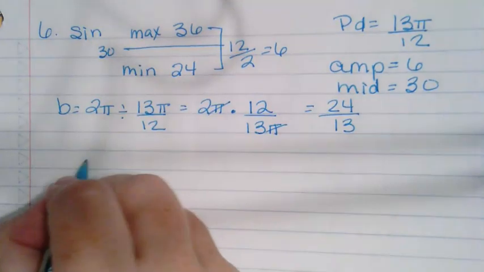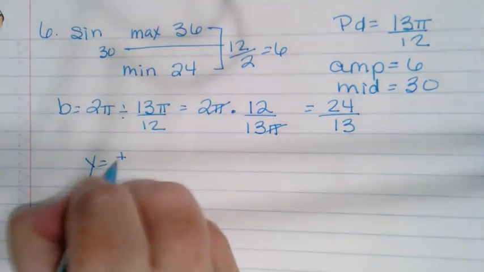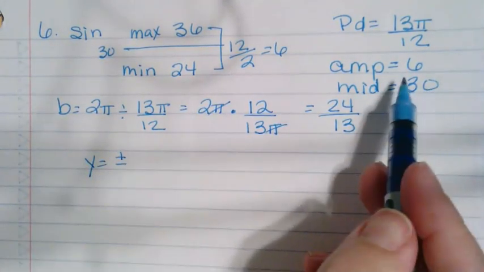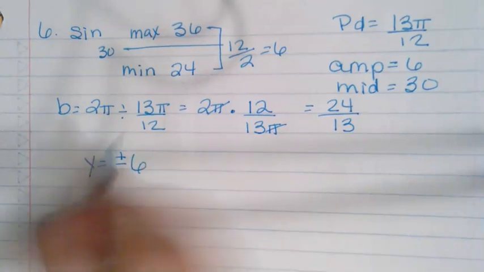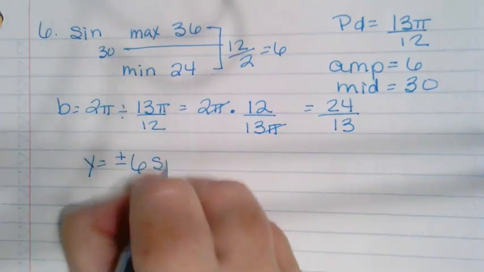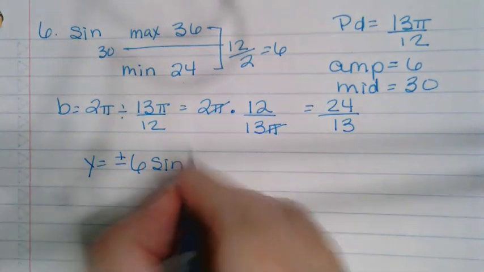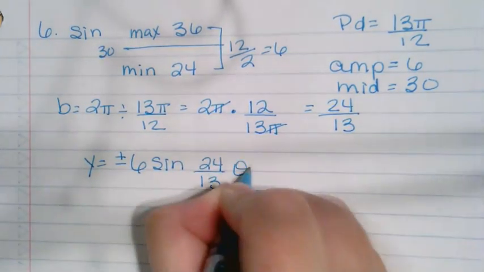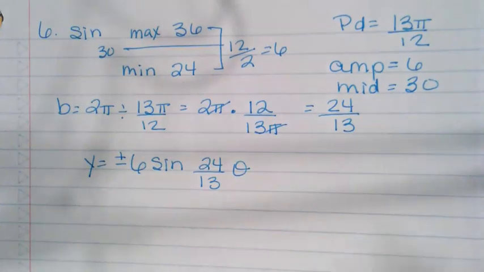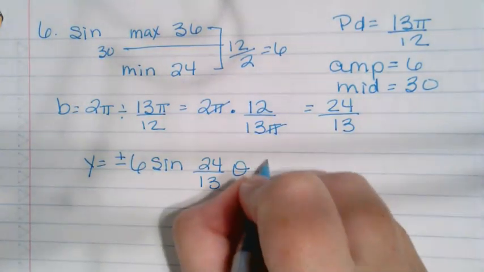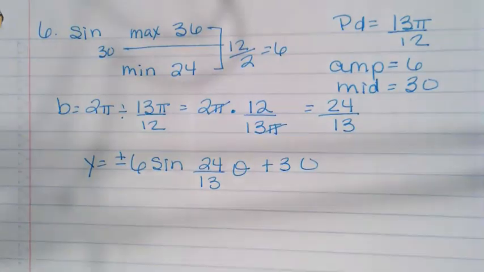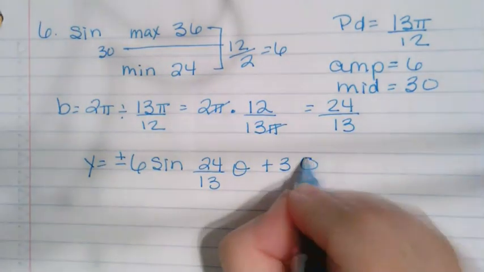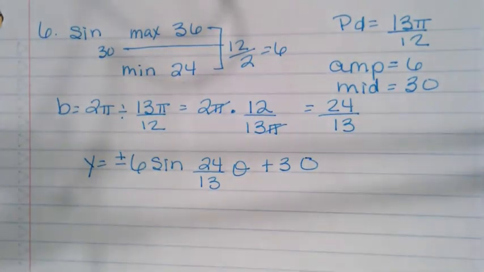So let's write our equation. Y equals plus or minus, amplitude was 6, sine, 24 over 13 theta, no phase shift, plus 30. And we're done. Not too bad, right? Okay, let's do the next one.